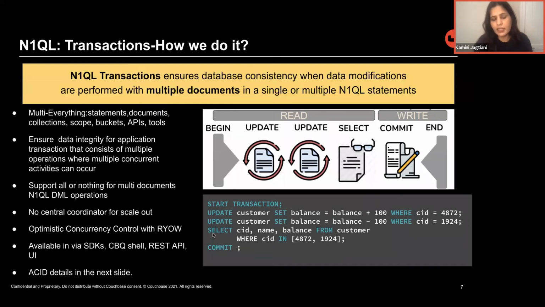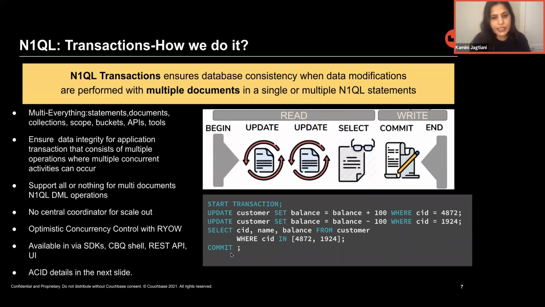Okay, now when the third statement comes in, which is the select statement, it'll take a look. It'll again see where CID in 4872, 1924. It'll pick up the same index, go all the way to the indexing service. The indexing service will return the two meta IDs. And now the query service will see, oh, both these meta IDs are present in my delta table. So it doesn't need to fetch anything else from KV. It can return the output right from the delta table.